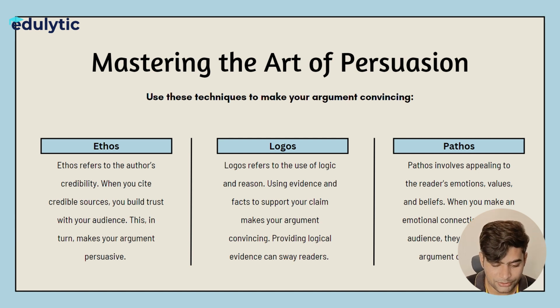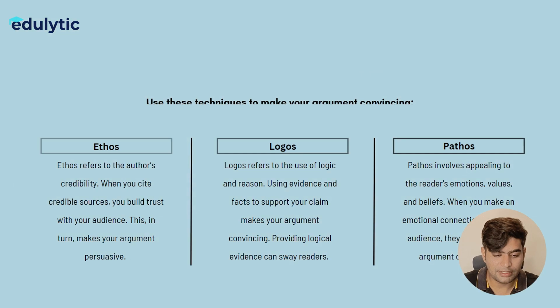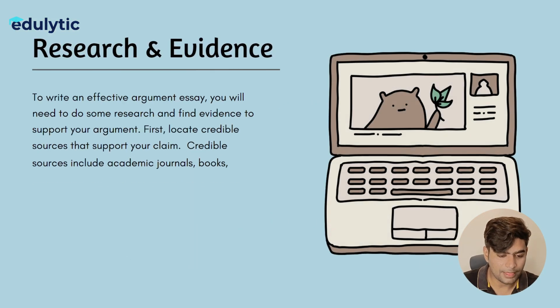Second is logos. Logos refers to the use of logic and reason, using evidence and facts to support your claim. Thirdly, we have pathos, which involves appealing to readers' emotions, values, and beliefs. When you make an emotional connection with your audience, they may find your argument convincing. So these are different strategies by which you can persuade your reader towards your argument.